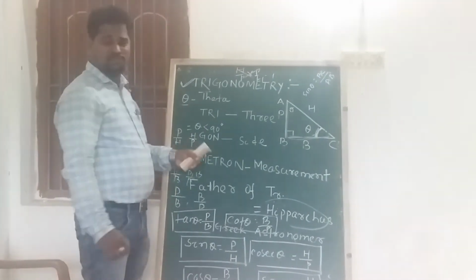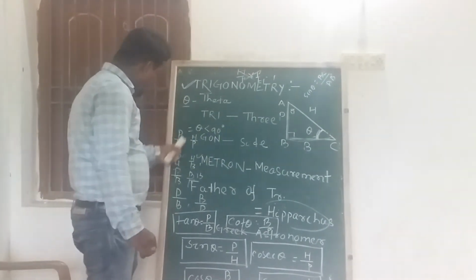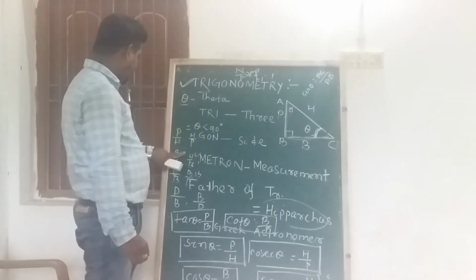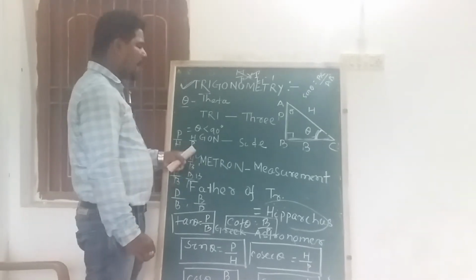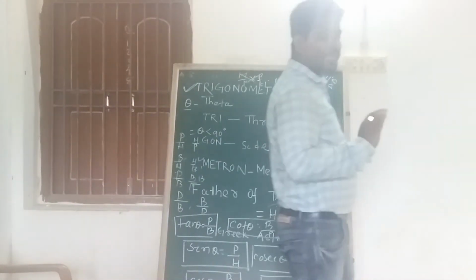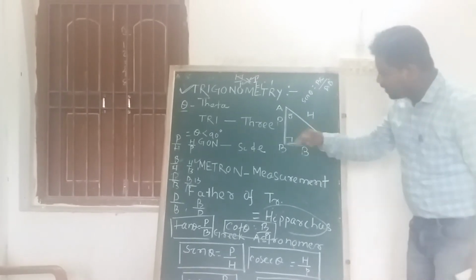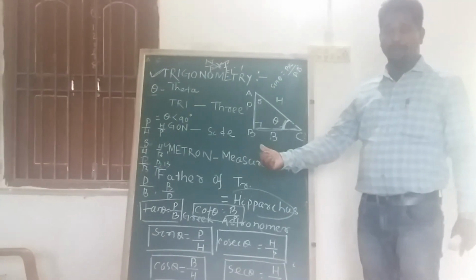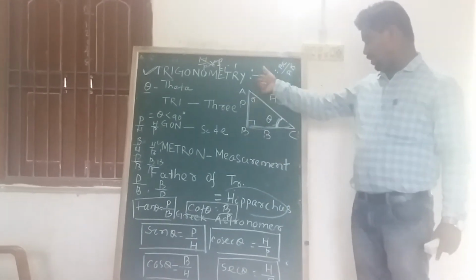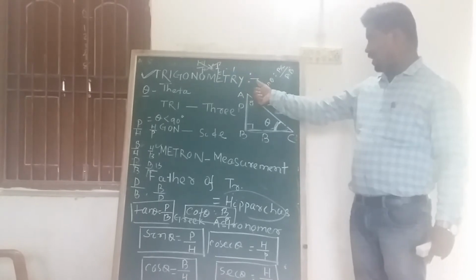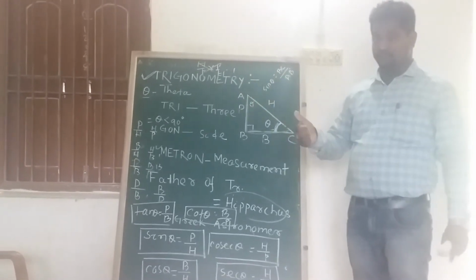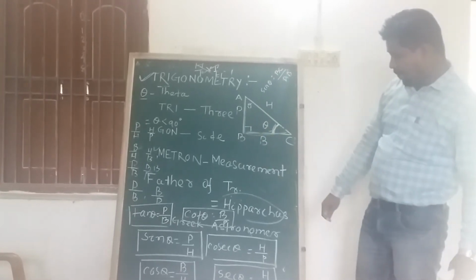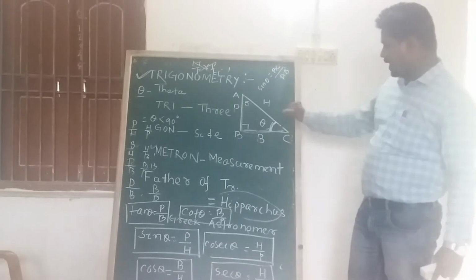These 6 ratios, P by H, H by P, B by H, H by B, P by B and B by P, are also called trigonometric ratios. We can represent these ratios in form of angles. As from the very beginning, we know that trigonometry is a relation between the angles and sides. Now we start forming the relationship between the sides and angles.